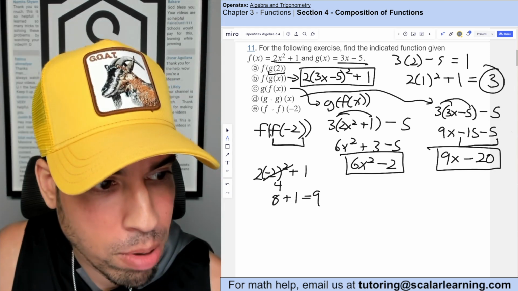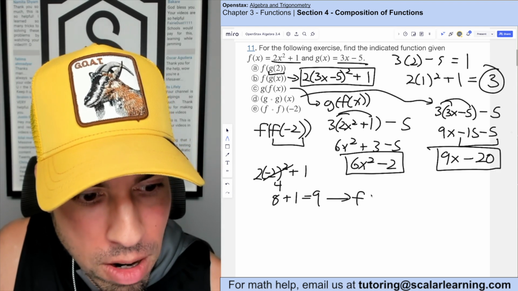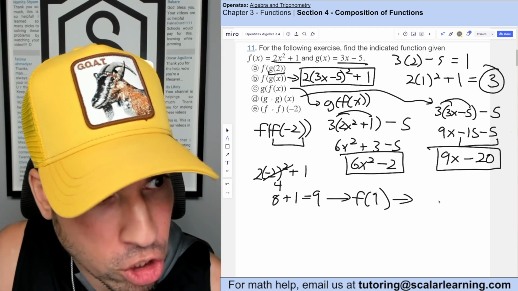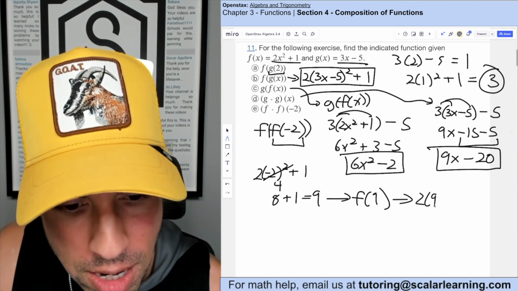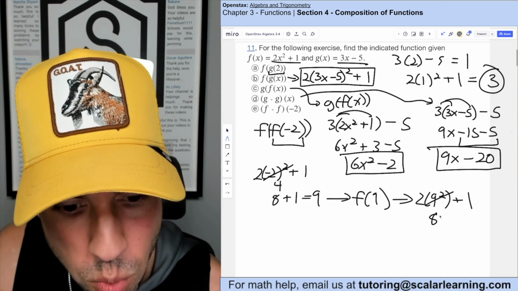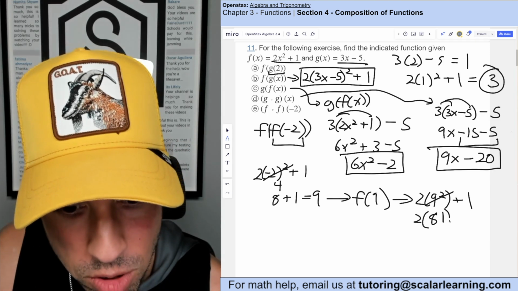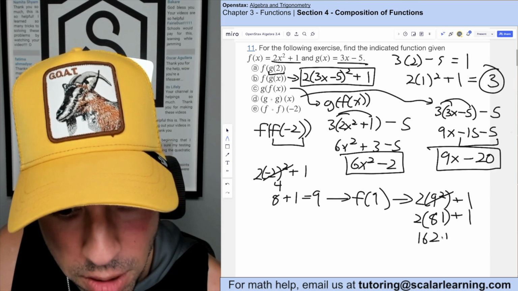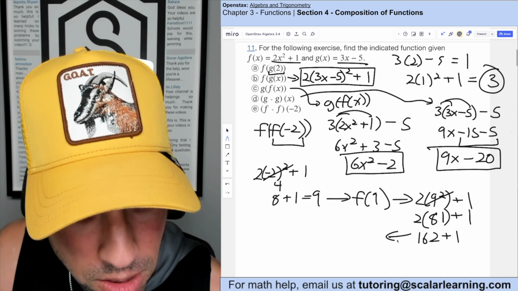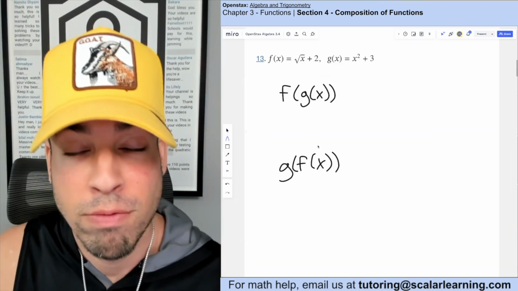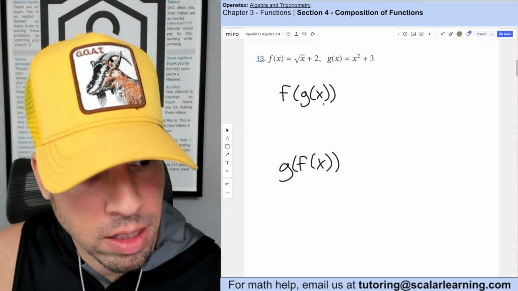So since that inside part is 9, now we're taking f of 9. So we're plugging 9 into f of x, which is 2 times 9 squared plus 1. 9 squared is 81. 81 times 2 is 162, plus 1 is a final answer of 163. Boom, done.